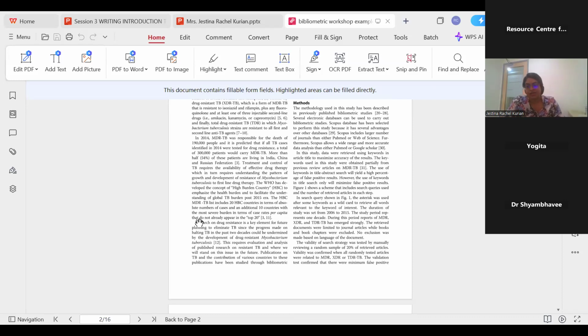Publications on TB. See, can you see how this is a little different from the previous paper? Can I hear back from you? Yes, ma'am. Yeah, please tell me what you understood. Just in your few words, what did you see the difference as?